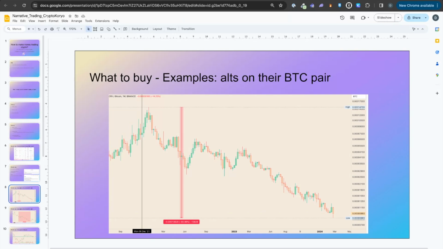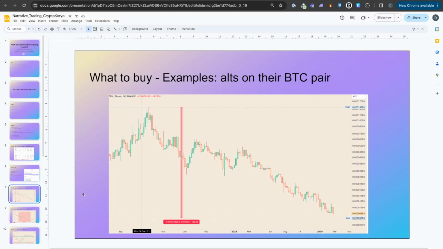narrative trading. So here we are seeing Curve, CRV, which is one of the very established DeFi protocols. And we are seeing its performance against Bitcoin since 2021. And you can see that actually from the peak of the bull market near December 21, it has been a very steady downtrend even until today. In the last few months, market has been pretty bullish. But if you look at the Bitcoin pair of Curve, you would see that it's still going down, and it's down 93, 94% from the top.